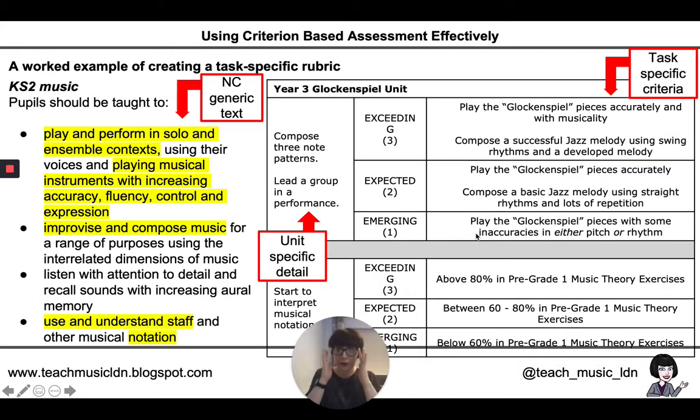So I'm going to use here an example of my Year 3 Glockenspiel unit and show the journey from the national curriculum content through to what I show the boys in their lesson.